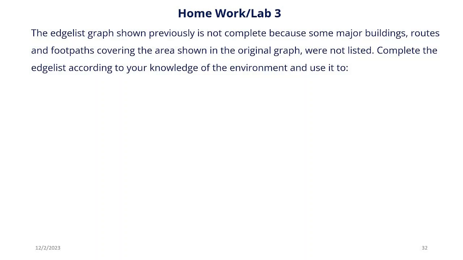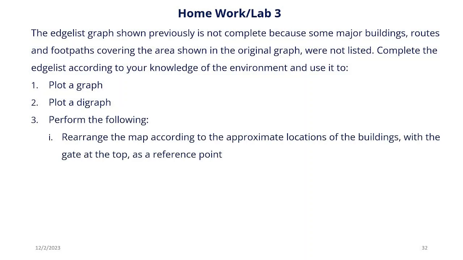So before we end the class today, let's look at the homework, lab 3. This is the third one we are having. The edge list graph shown previously is not complete because some major buildings, roads, and footpaths covering the area shown in the original graph were not listed. Complete the edge list according to your knowledge of the environment and use it to plot a graph, an ordinary graph, plot a digraph, the examples we just saw. Also perform the following.